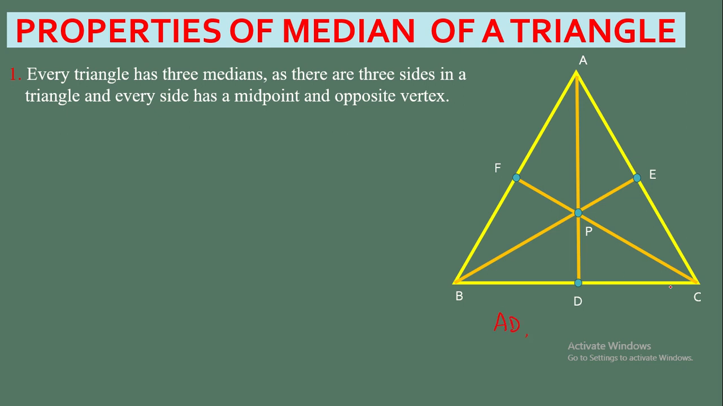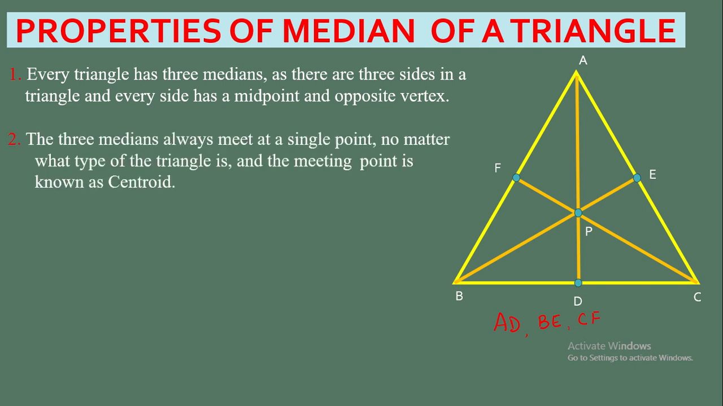Similarly, the side AC has E as the midpoint and B is its opposite vertex, so BE becomes another median, and again F is the midpoint of the side AB and C is its opposite vertex, so CF becomes the third median of this triangle ABC. So there are three medians in this triangle ABC.